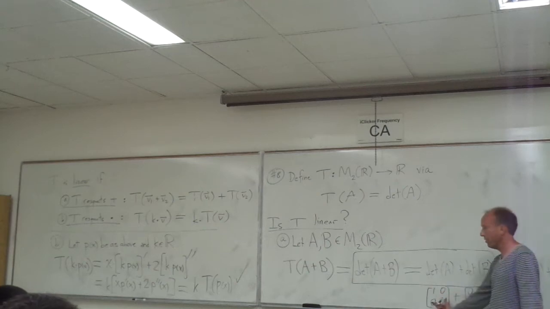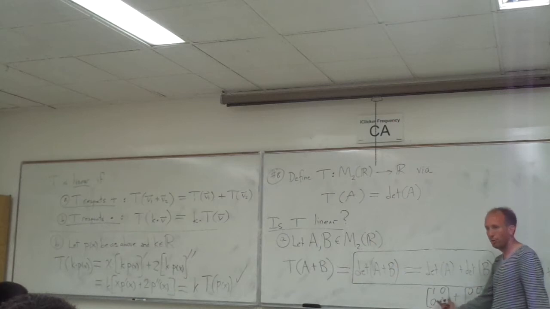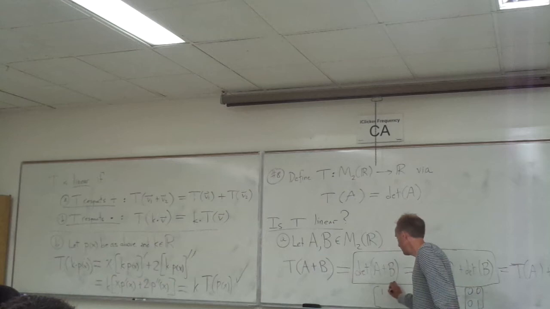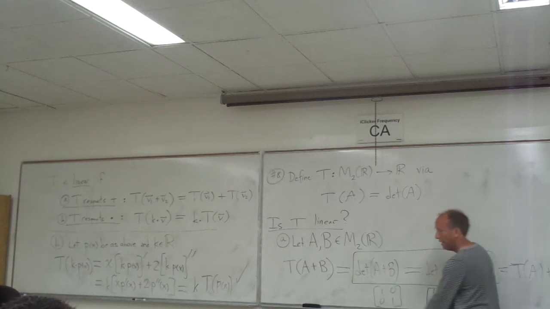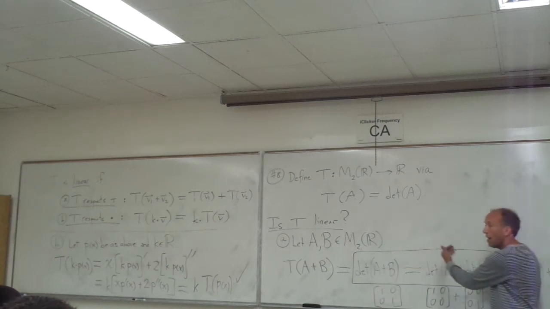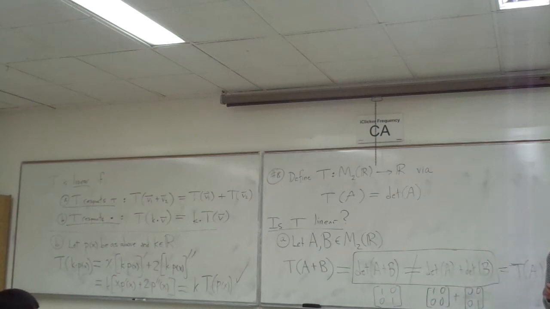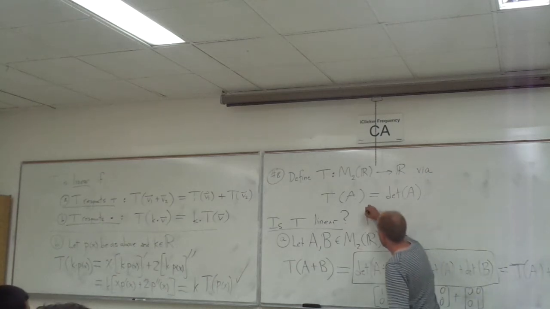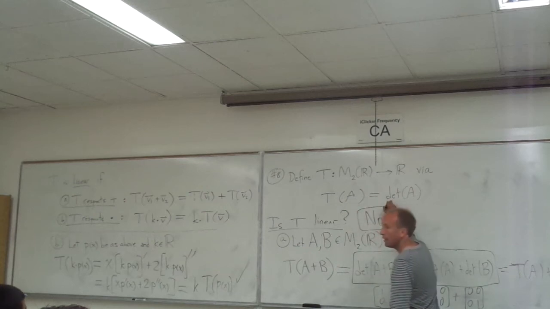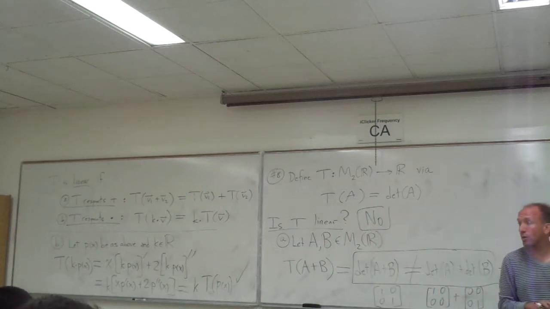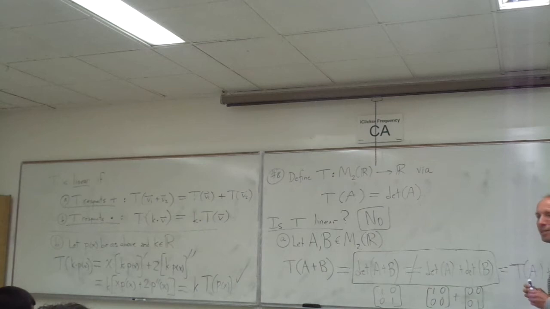So what's the determinant of A? 0. What's the determinant of B? 0. But if I take A plus B, what matrix do I have here? The determinant of this one would be 1. So 1 does not equal 0 plus 0. This does not work. So we're going to have a problem here. Okay, it does not respect addition. Determinants do not respect addition.